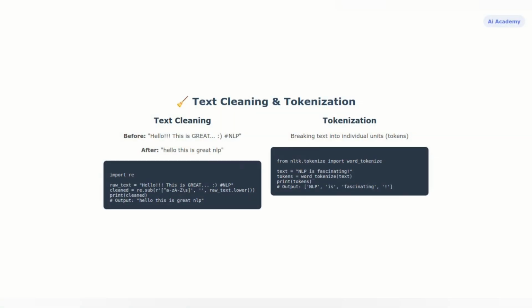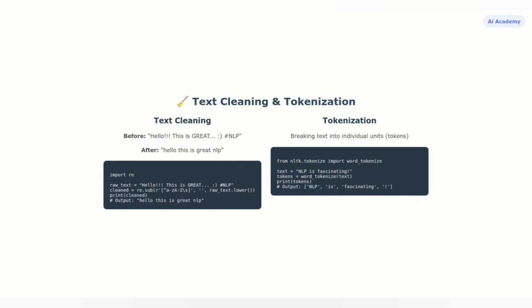First up is text normalization and cleaning. Raw text data is often messy. It contains HTML tags, special characters, extra spaces, and inconsistent formatting. This step is like washing vegetables before cooking. We remove unwanted characters, convert everything to lowercase for consistency, and handle special cases like URLs and email addresses.